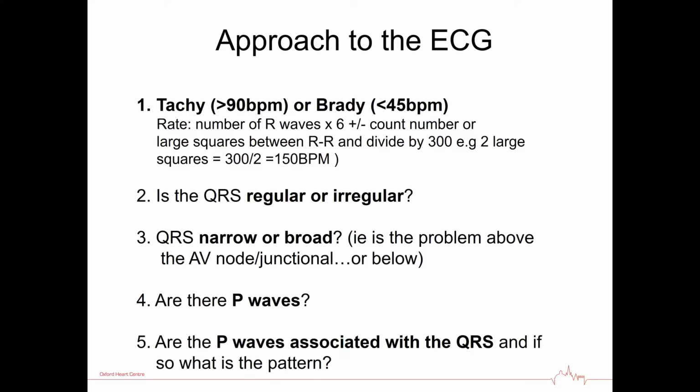So for example, if there are 2 large squares between each RR interval, the heart rate's 150. The next key question is, is the QRS regular or irregular? The next one is, is the QRS narrow or broad, i.e. is the problem above the AV node or junctional at the level of the AV node, or is it below, where it's broad? Is it within the ventricular conduction system?